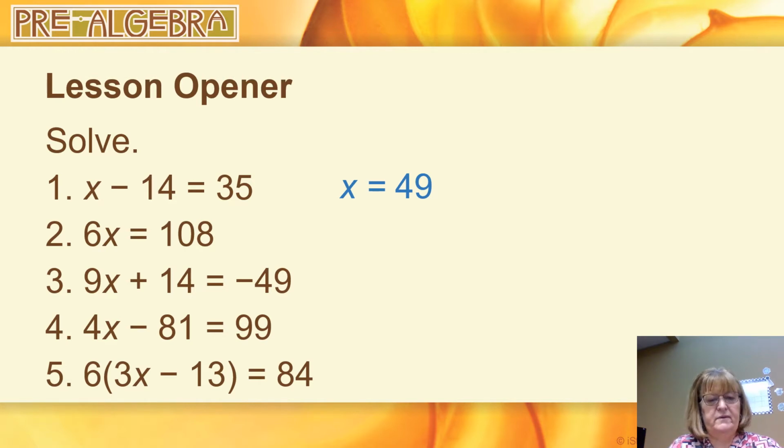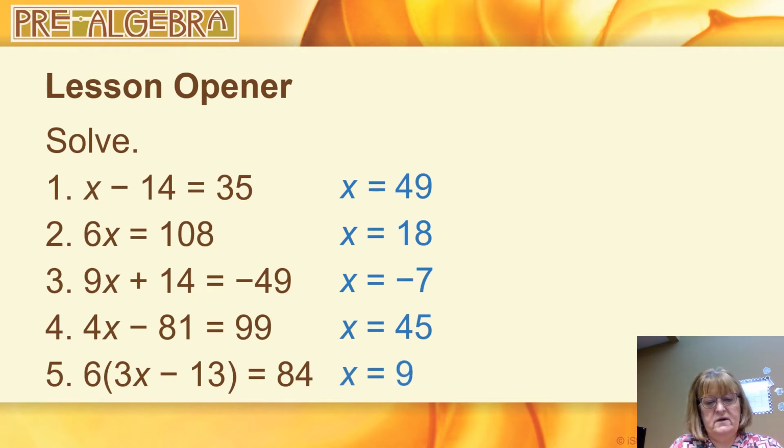Right, now that you've completed, remember you can pause if you need to so that you can get all these done. I'm just going to continue on. All right, x equals 18. Divide both sides by 6. x equals negative 7. Don't forget your negatives. x equals 45. And x equals 9. So check those. If you got them wrong, pause and go back and see what you did wrong. If you have a question, you can email that question to me.